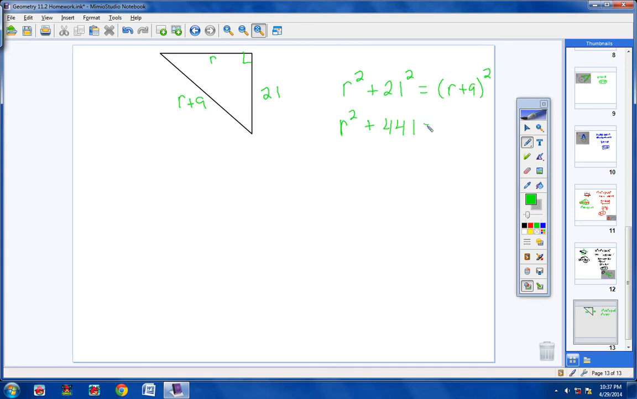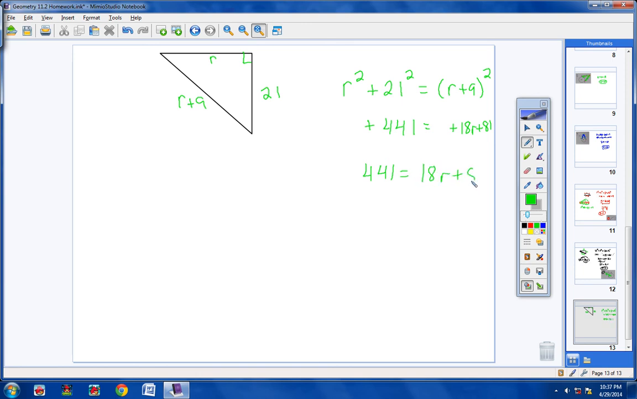And if you square, again, feel free to write this off to the side, r plus 9, and work it out. Then look up here and see if you got it right. But what you should get is r squared plus 18r plus 81. Okay? Now remember, your r squareds are going to cancel. So if you were to bring this r squared over and make it negative, it would cancel out with this r squared over here. So let's go ahead and write now what we're left with. We're left with 441 on this side equals 18r plus 81.